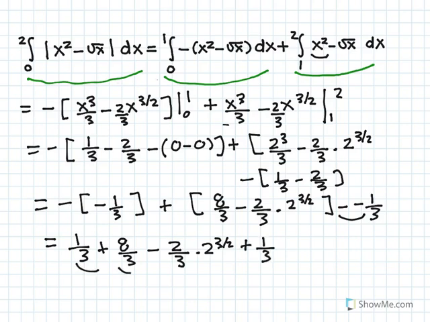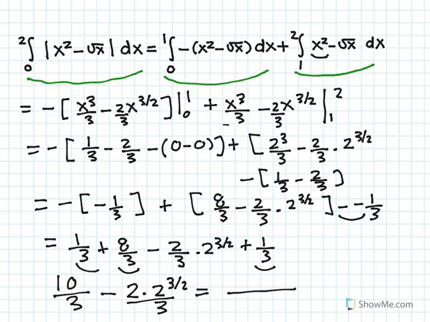So we got 1/3 plus 8/3, that's 9 over 3 plus 1 over 3. That's going to give us 10 over 3 minus 2 times 2 to the 3/2, divided by 3. Let's take a common denominator. We get 3, and that's 10 minus, and 2 times 2 to the 3/2, we got the same base. Let's add up the exponents. 1 plus 3/2, that's just going to be 2 over 2 plus 3 over 2. That is 5 over 2. That's 10 minus 2 to the 5 over 2.